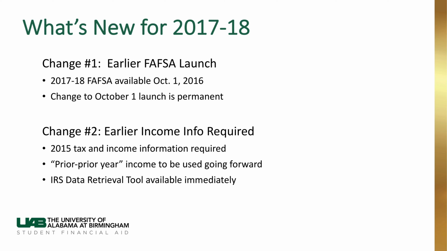Okay? Well, if you can begin applying on Saturday, you're not going to have your 2016 income information available yet. So what the department is doing is they're using what's called prior year income. And what that means is instead of using the year prior, which would be 2016 for the 17-18 school year, they're going to use 2 years back. So they're using 2015 income information for the 17-18 school year.